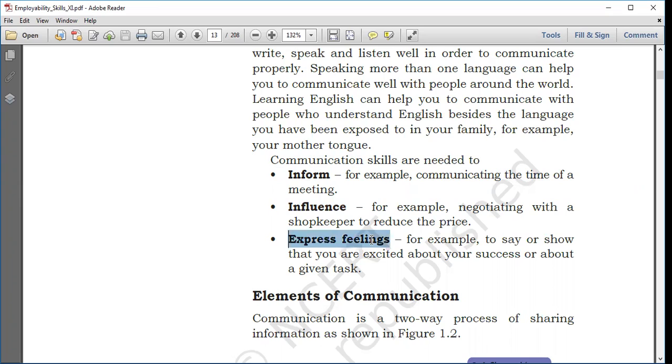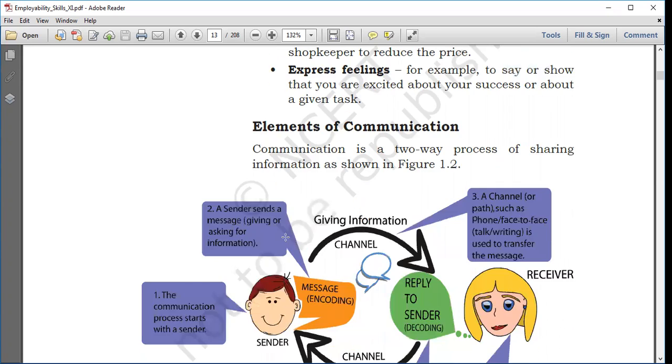Or you can also express your feeling, right? Like to say or show that you are excited about your success, right? Like if you're excited about something, you always jump, you always say, "Hooray, I have done this thing." So excitement to express karna, that can only be done if you have proper communication skills, right? If you can communicate it to somebody, right? So this communication part is very important.